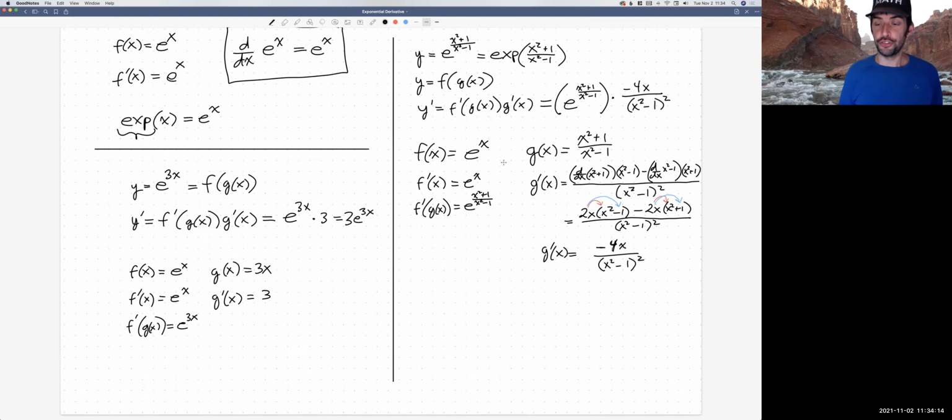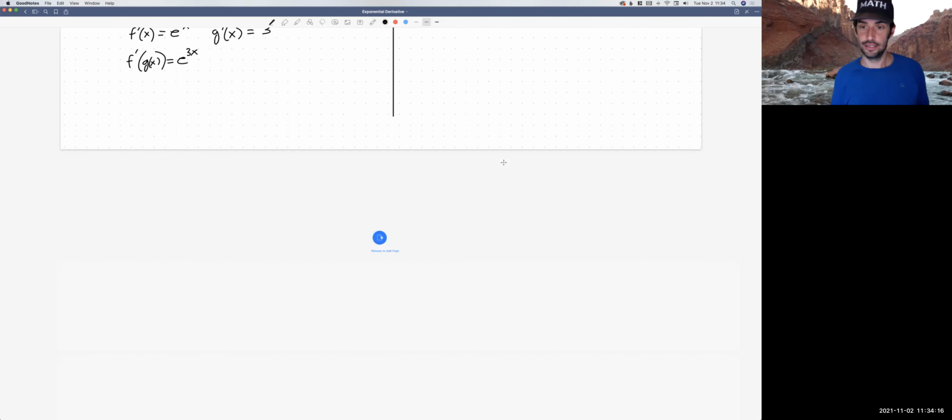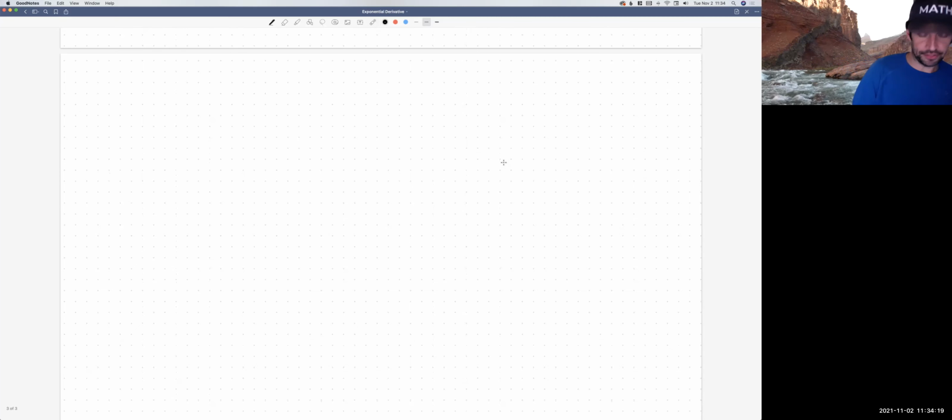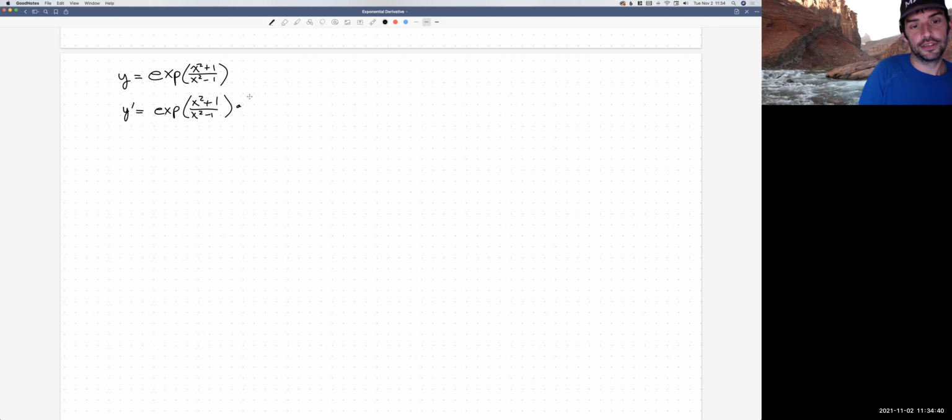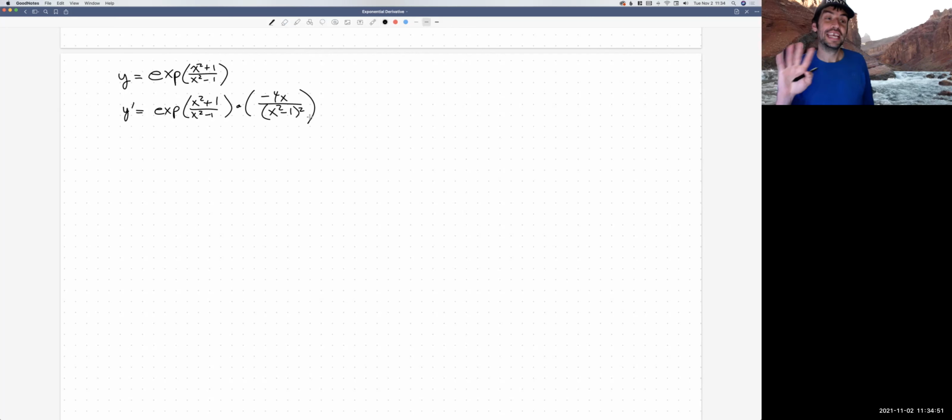All right, so let's do one more thing with that derivative. Let me just write down what we have again. For y equal to the exponential of x squared plus 1 over x squared minus 1, y prime is equal to the same thing times negative 4x over x squared minus 1 squared. Just copy what we had up above.